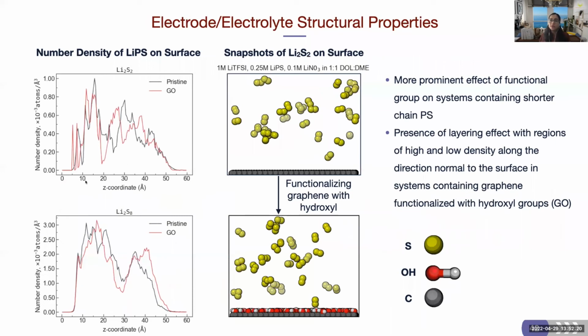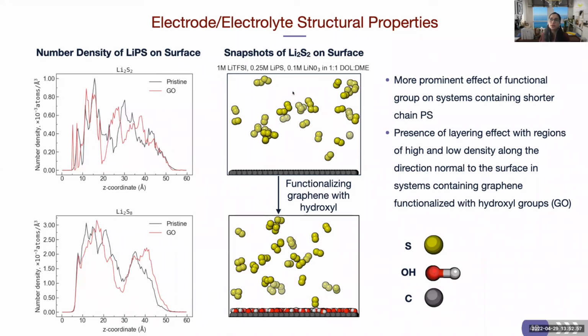This is a very preliminary work. We are currently looking at the solvation structure and dynamical properties of the electrode-electrolyte interface and comparing the pristine system with the graphene that's functionalized with different functional groups. Here is an example where we observe that the lower order polysulfide species like Li2S2, the shorter chain, shows some type of layering behavior for graphene functionalized with hydroxyl group compared to the larger chain lengths.